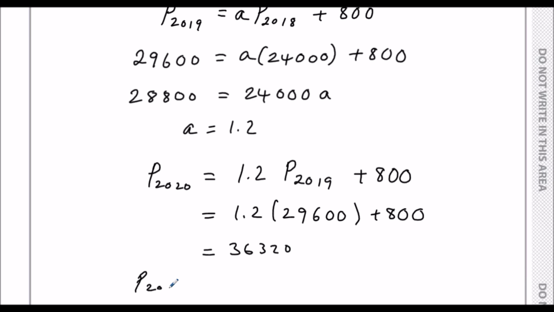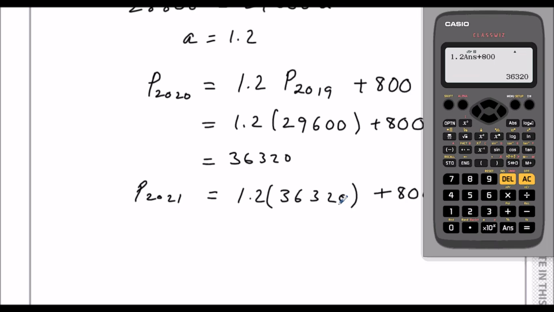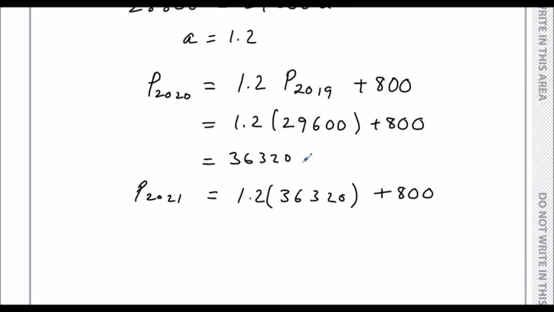So 2021 is 1.2 times the profit in 2020 plus 800. So 1.2 times my answer plus 800 is 44,384.